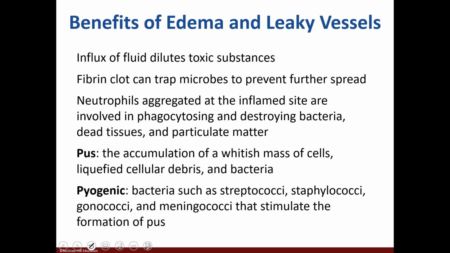So why is edema or swelling beneficial? It helps to dilute toxic substances, and the fibrin clot can prevent the spread of microbes. Neutrophils help to phagocytize bacteria and waste. Pus also develops. Some bacteria like streptococci and staphylococci are pyogenic and enhance the formation of pus.